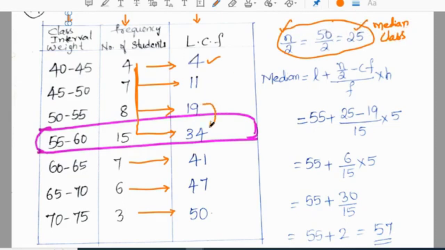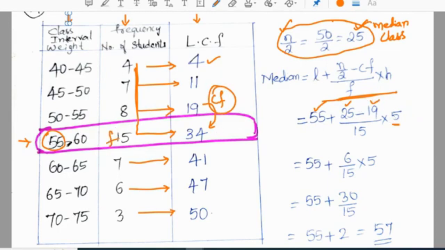25 lies after this LCF, so this class is called the median class. Once after finding the median class, we have to take the formula of median, which is L plus n by 2 minus CF by F into H. L is the lower limit of the median class, which is 55. Replace L value with 55, plus n by 2 value we got as 25, minus CF. This 19 will become CF, and frequency 15 is the frequency.